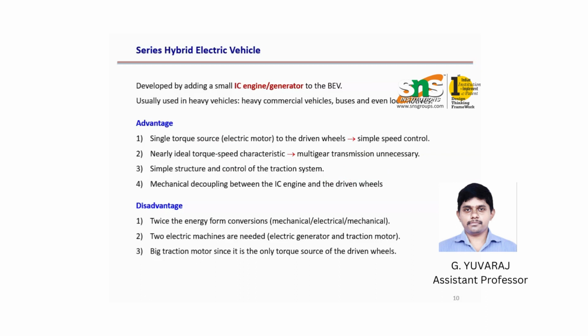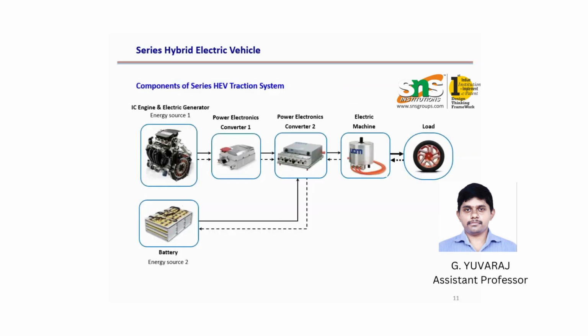The disadvantage of this kind of vehicle is that there is twice the energy form of conversion, which means we need to utilize two different kinds of energy sources. By default it should be present, and we need to charge it, and nearly two electric machine setups are needed for good traction. So these are the basic components used in a hybrid electric vehicle.